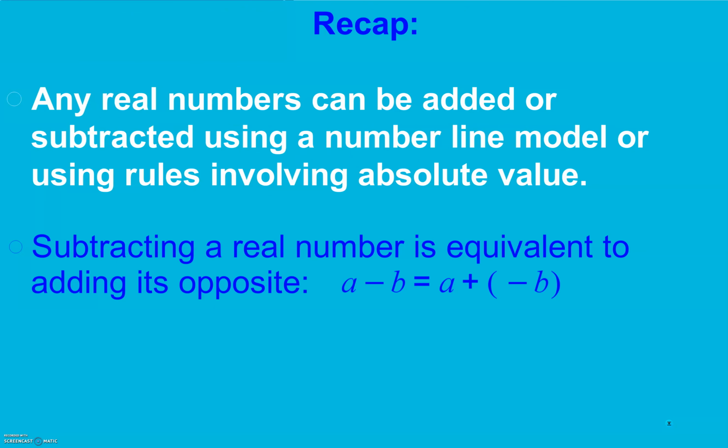Quick recap here. Any real numbers can be added or subtracted using a number line model or using rules involving absolute value. Subtracting a real number is equivalent to adding its opposite. And that's all I have for section 1.5.